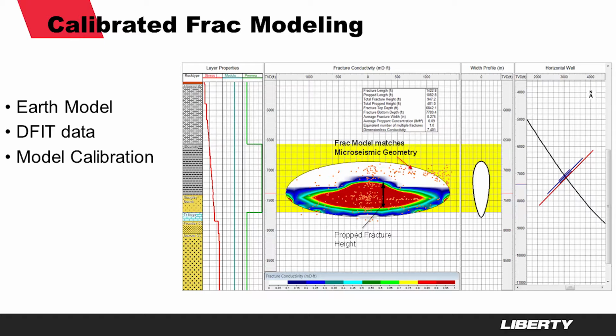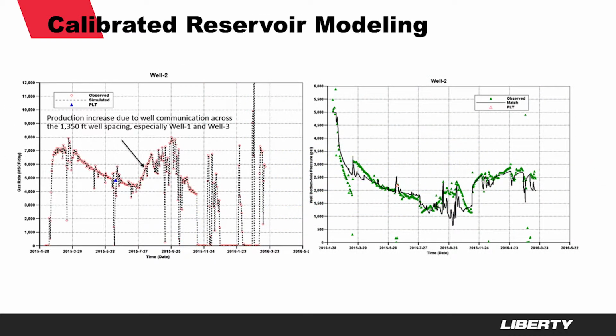the frac geometry. So once we have a calibrated frac model in place, we can then import that into a reservoir model, and we call that a calibrated reservoir model, where we history match the production or the wellhead or bottom hole flowing pressures of a specific well. In this case study, we actually did the history matching on a total of six wells, and here you see an example from one of those wells.